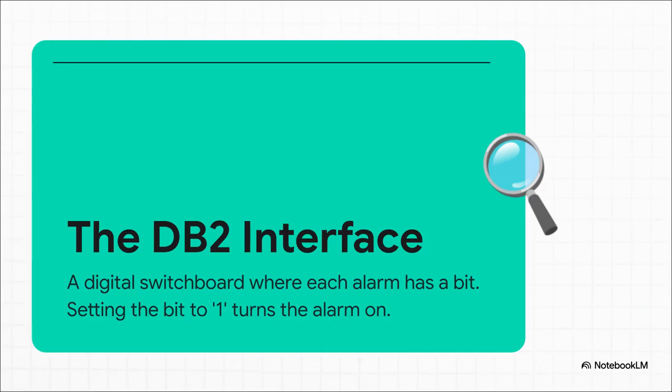So, what is this DB2 interface? Just think of it like a massive digital switchboard. It's the master control panel for all your alarms. Every single alarm number has its own little switch, a bit, and all you have to do is flip that switch to 1 in your logic, and boom, the alarm pops right up on the operator's screen.